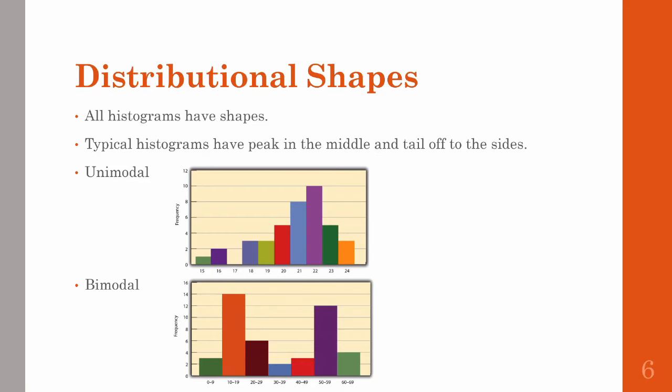Next, we can talk about distributional shapes. When we plot up a histogram, it has a shape. All histograms have shapes. A typical histogram will have a peak in the middle of it, and it will have tails off to each side. This is also referred to as a unimodal distribution, which means uni, there's one peak. There can also be bimodal, so bi for 2 peaks distributions. This is less common in research, but you do see them sometimes. So on the bottom graph, you would see 2 peaks on the left and the right.